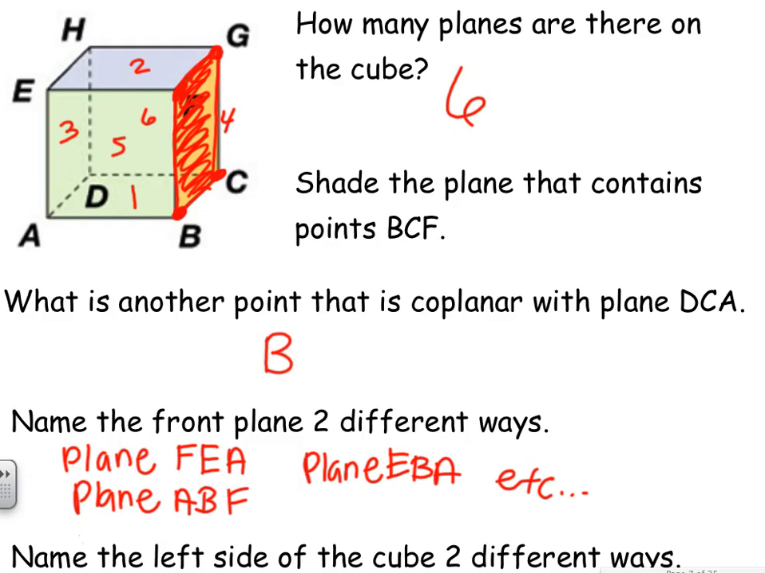What's another point that is coplanar with plane D, C, and A? So D is in the bottom, C is in the bottom, A is in the bottom. So the other point on the bottom would be B, sorry.